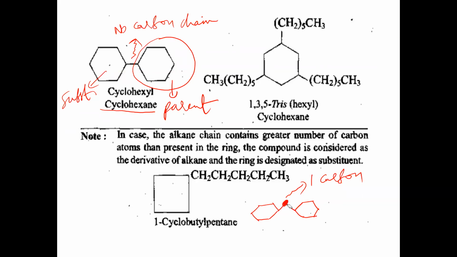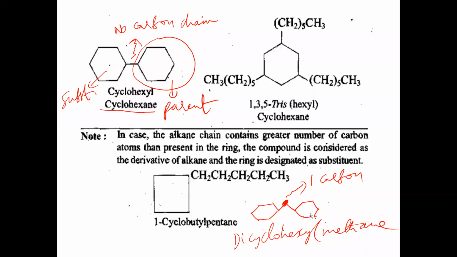Between 2 rings, if a carbon chain is there, that carbon chain only acts as the parent compound. So this carbon chain with 1 carbon is parent, methane. And how many cyclohexyls? 2. So here we say bi-cyclohexyl or di, dicyclohexylmethane. Dicyclohexylmethane. Both the rings act as substituents, and the carbon chain between the 2 rings acts as parent. So methane is parent here.